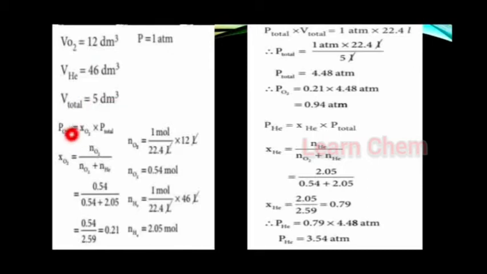So we know the partial pressure of any gas is equal to the mole fraction of the gas into the total pressure. Here for oxygen, the partial pressure of oxygen PO2 is equal to the mole fraction of oxygen into the total pressure of the system. So for that reason we have to find the mole fraction first. How do we find the mole fraction? Mole fraction X is equal to the number of moles of the given gas divided by the total number of moles, here oxygen and helium. So for the mole fraction of oxygen, X of O is equal to the number of moles of oxygen divided by the number of moles of oxygen plus the number of moles of helium.